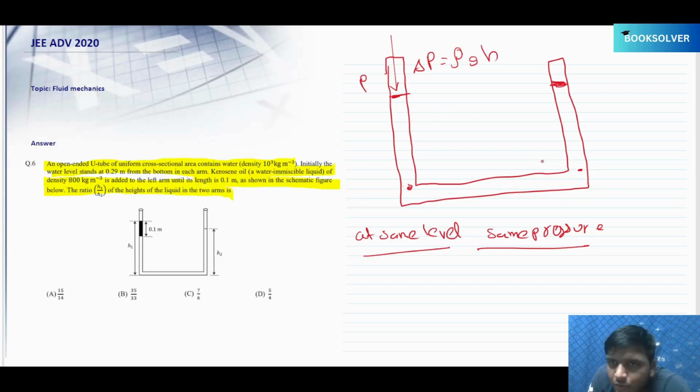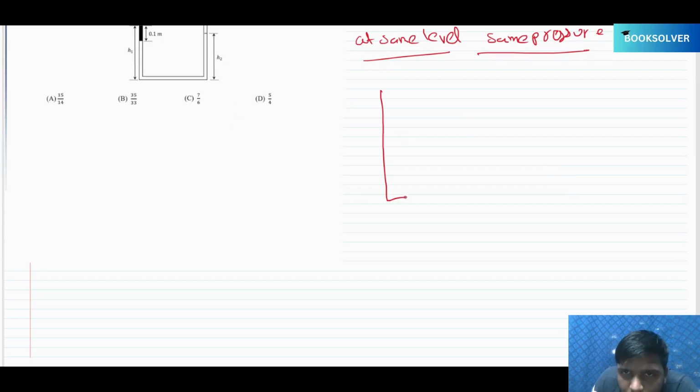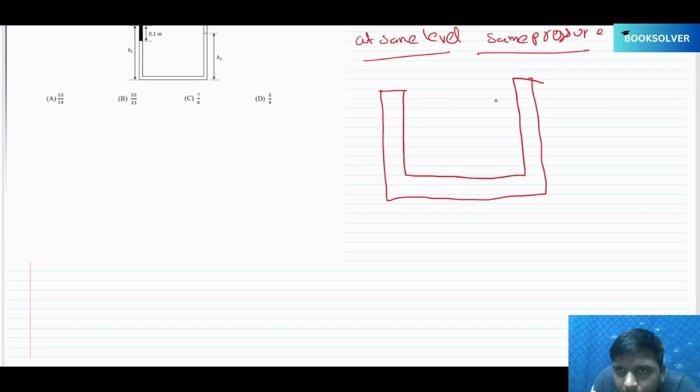To maintain this, the height will always be the same because the density of the water and gravity are the same at both places. So h will be the same, which is given as 0.29 initially. Now what happens in the U-tube later? We add kerosene. Let me draw the kerosene in another color. Suppose this is kerosene here up to 0.1 meter, and for the rest it is again the water, which is transparent.